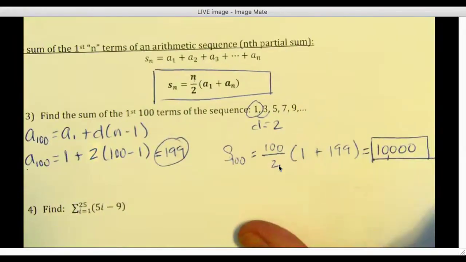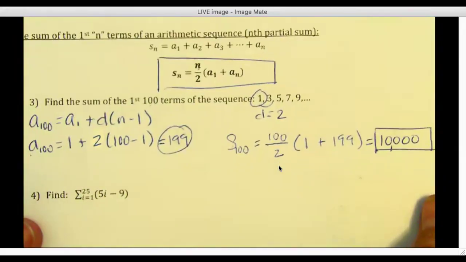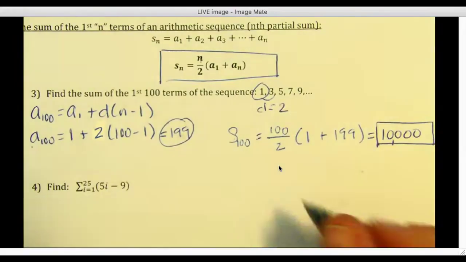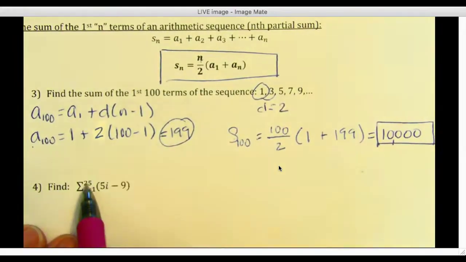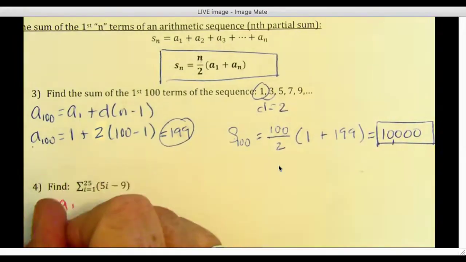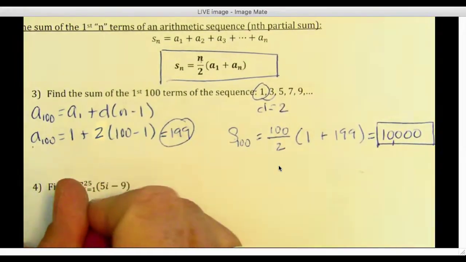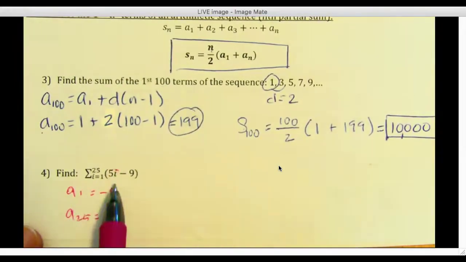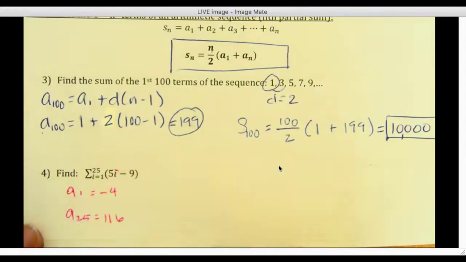All right. So the next example is given to us in summation notation. And so we can see we're going from 1 to 25. So we're adding up the first 25 terms, but I need a 1 and I need a 25. So I have the formula right here. I can plug in 1 and plug in 25. If I plug in 1, 1 times 5 is 5, minus 9 is negative 4. 25 times 5 is 125, minus 9 is 116.